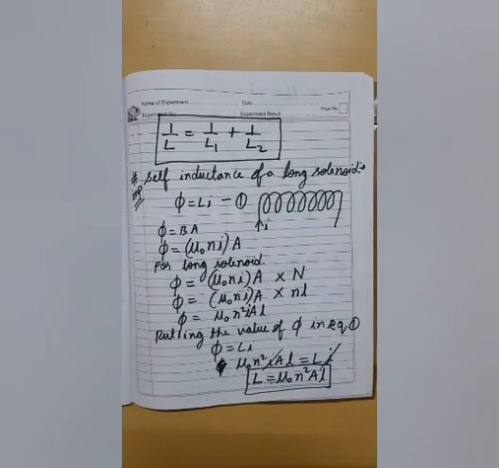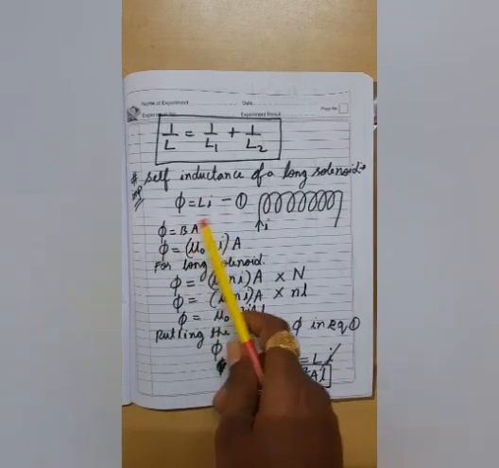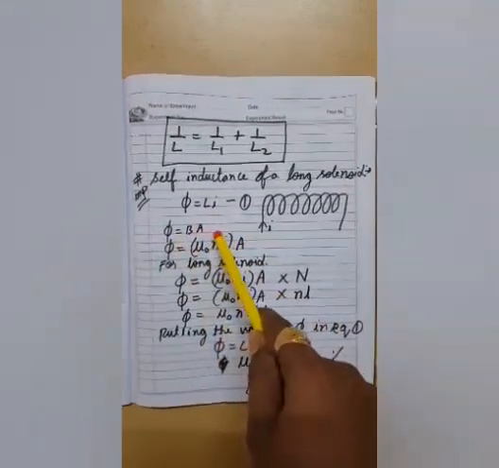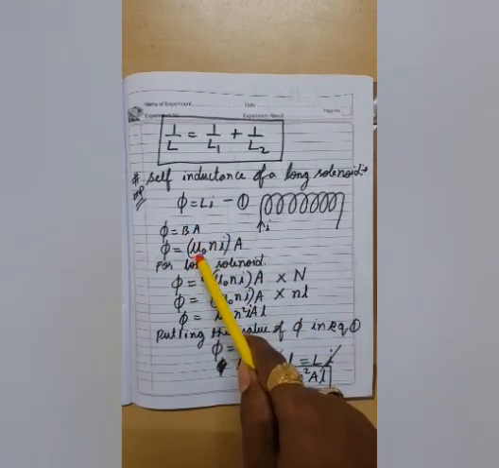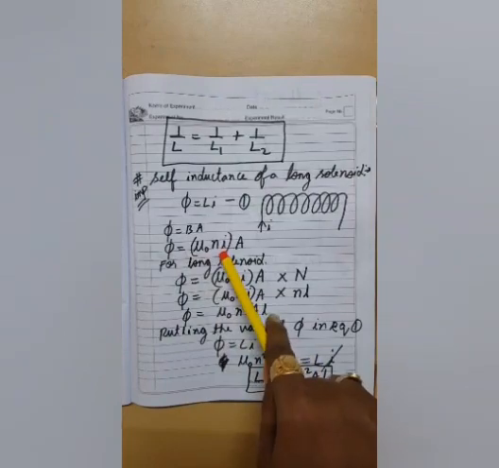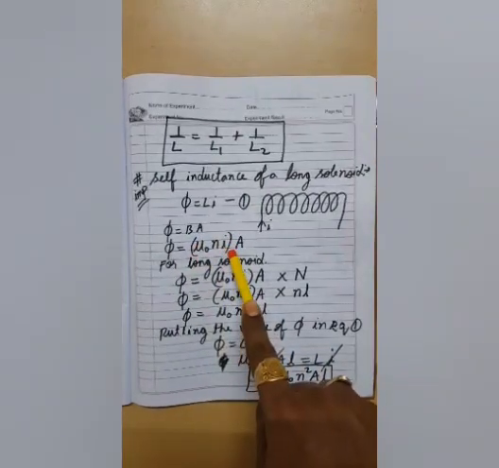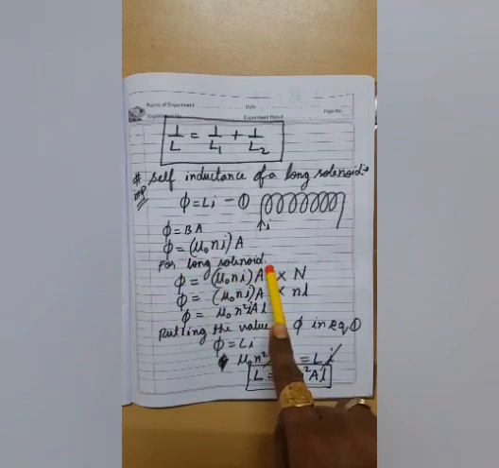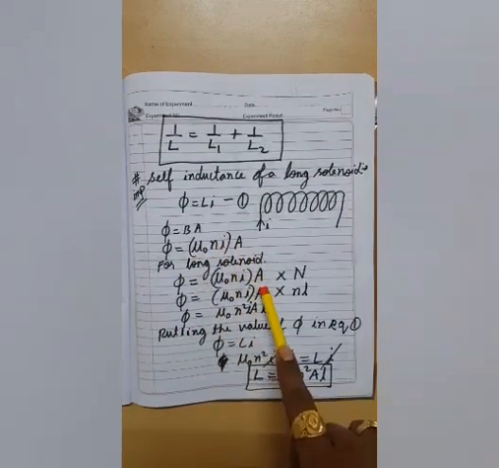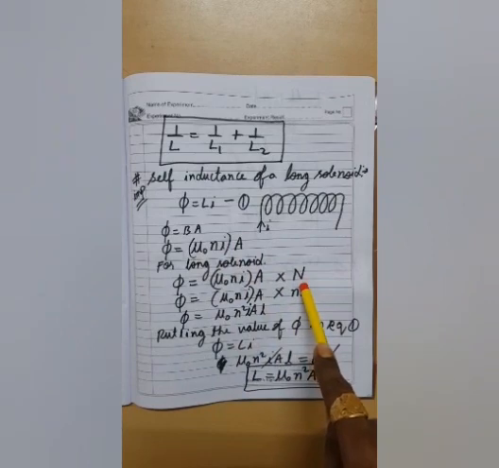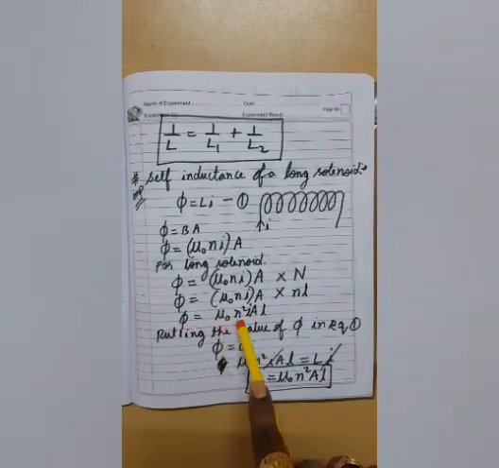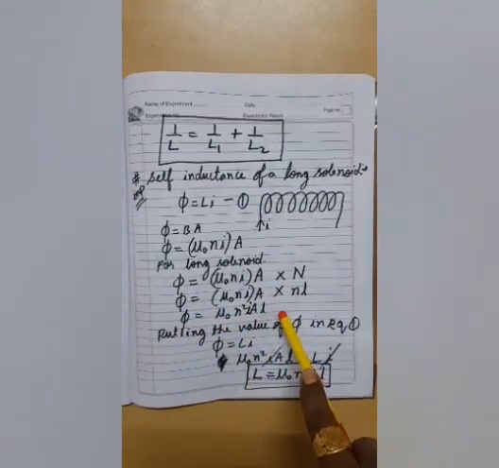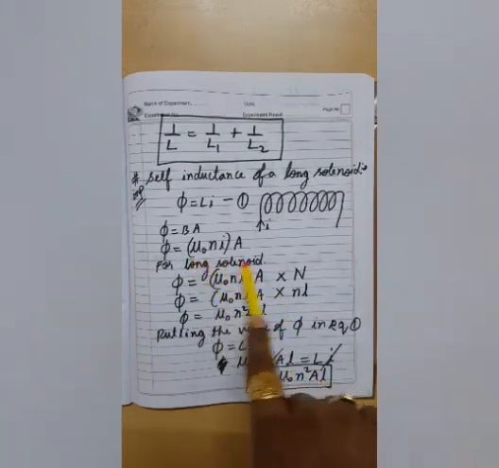Now this is a new topic, which is self induction for a long solenoid. As we already know, phi is equal to Li and phi is also equal to BA. In place of B we write the expression for magnetic field for a solenoid, which is mu naught n i. For a long solenoid this becomes mu naught n i A into N, where N is the number of turns and the value of N is n l. So the final expression is phi is equal to mu naught n square i A l. This is the expression for phi for a long solenoid.